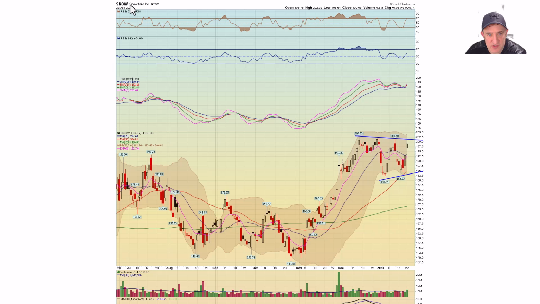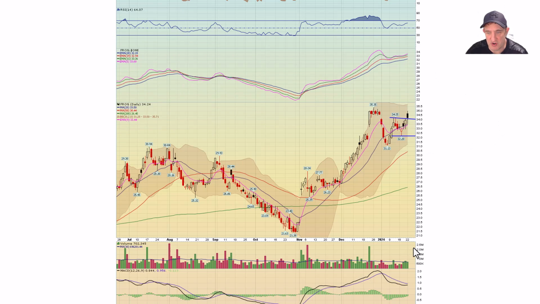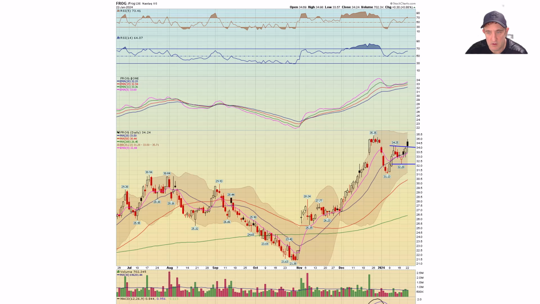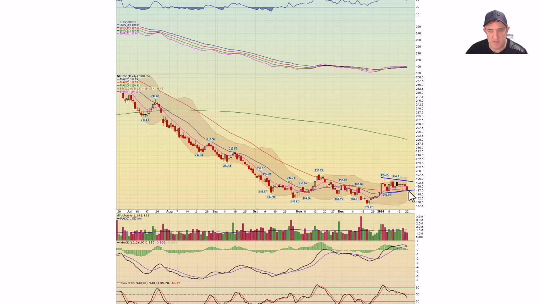Chart 72, SNOW. Kind of a coil setting up off the highs today, but I could see this trying to make a new high. Chart 73, FROG. Also pulling off those highs, but overall the chart looks fine. Chart 74, Hershey, coiling here. This could go either way. It could be a low-risk long here with a tight stop. If it breaks support, you could do a short, either one.